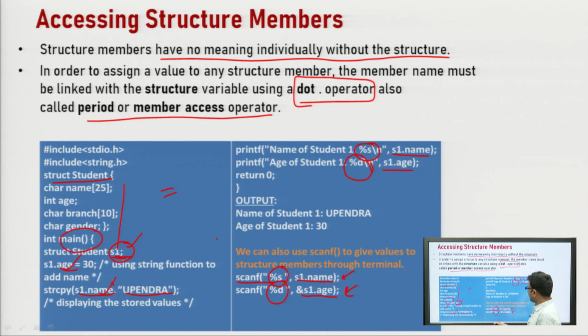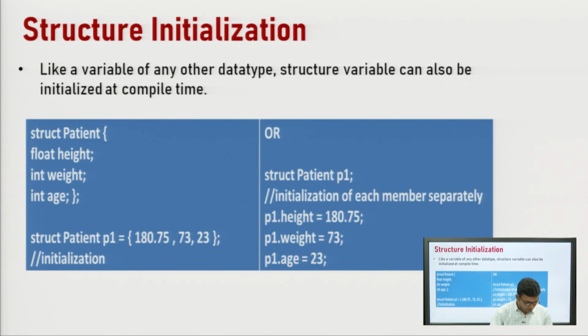Both the name and age will be entered through the console by the user, and they will automatically be populated in these data members, and finally they will be printed over here like this. So this is how we can access the structure member. Now, how can we initialize the structure?